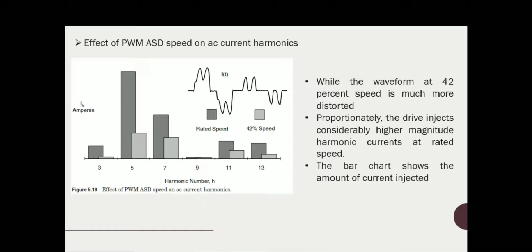You can see the bar chart, which shows the amount of current injected. So you can see that at the 42% speed, the waveform pattern is more distorted, and hence it is injecting more harmonics in the system. So these drives depend upon the operating conditions, whether how much speed or torque is being provided. Depending upon that, the harmonics or waveform shape also will change.